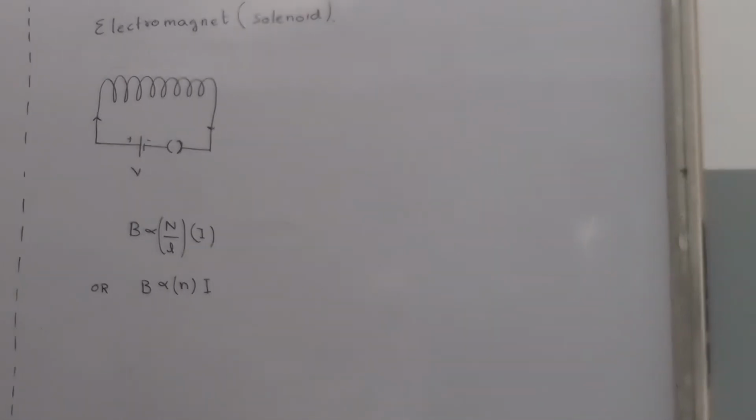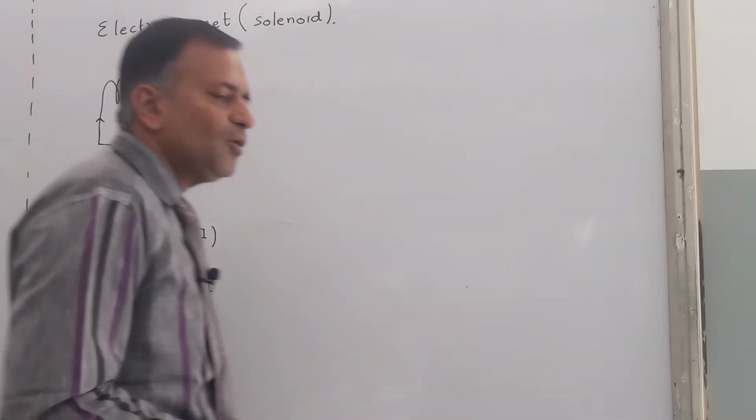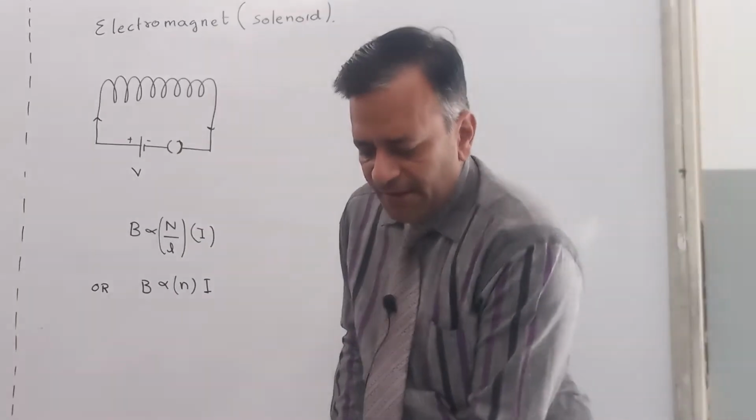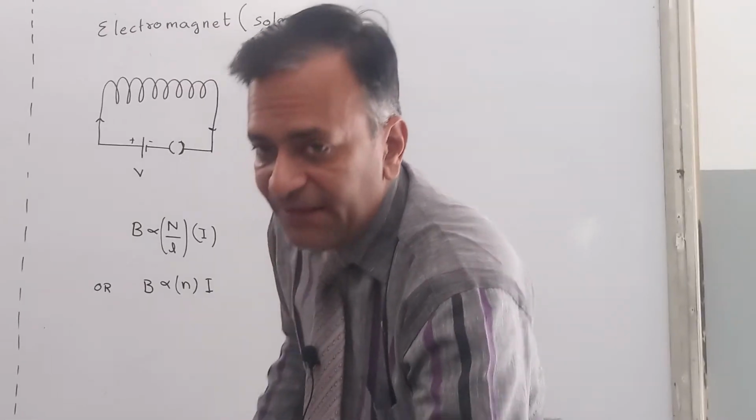Hello friends, in this video we will be talking about electromagnet. Now, to start with, we know that every current carrying wire has a magnetic field around it.